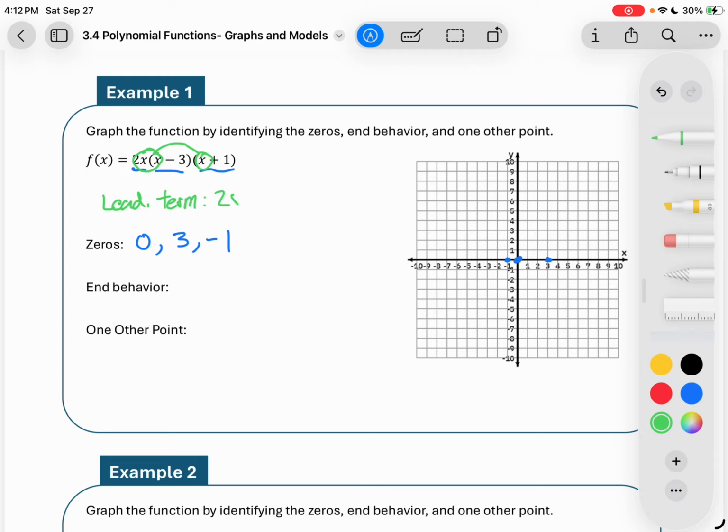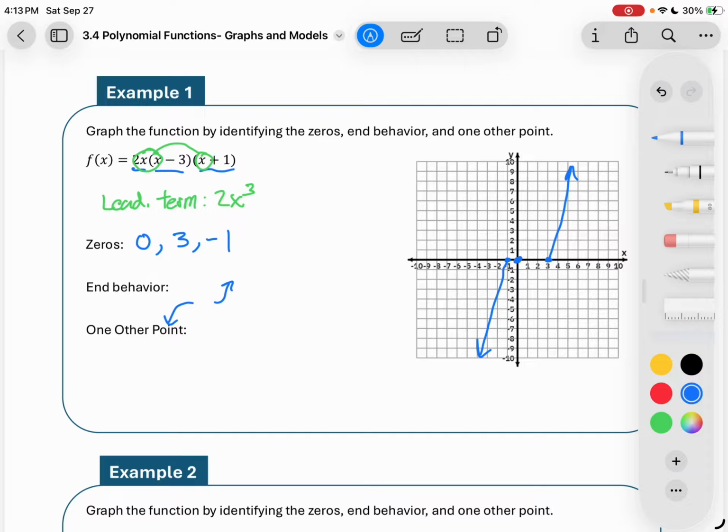would be 2x cubed. So since it's 2x cubed, a positive leading coefficient and odd degree, that means our end behavior would be looking something like that. So we'd have something going up like here, and the end behavior of that one going down like that.